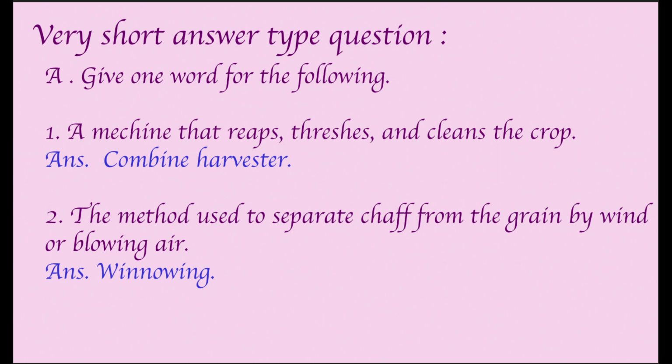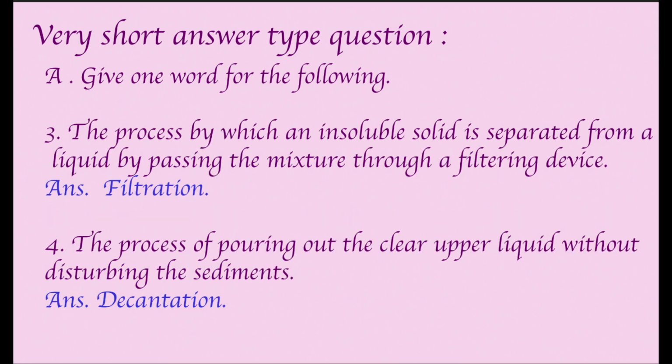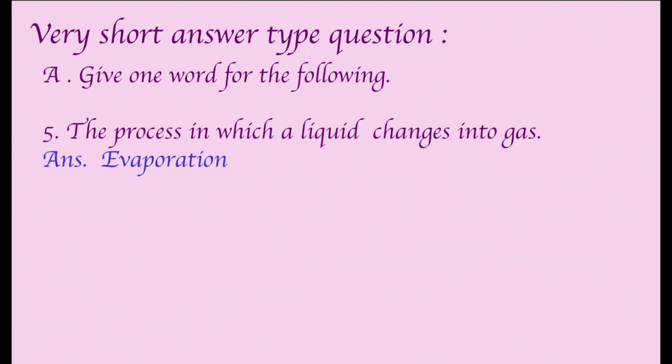First, a machine that reaps, threshes and cleans the crop is called combine harvester. Second, the method used to separate chaff from the grain by wind or blowing air is called winnowing. Third, the process by which insoluble solid is separated from a liquid by passing the mixture through a filtering device is called filtration. Fourth, the process of pouring out the clear upper liquid without disturbing the sediment is called decantation. Fifth, the process in which liquid changes into gas is called evaporation.